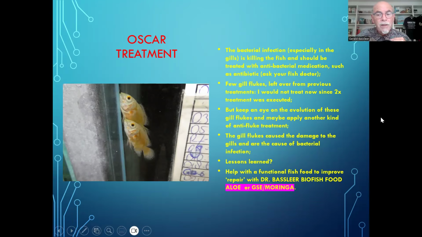A fish food can help, of course, to help to repair the fish, like Dr. Bassleer Biofish Food Aloe Vera or Grapefruit Seed Extract Moringa.